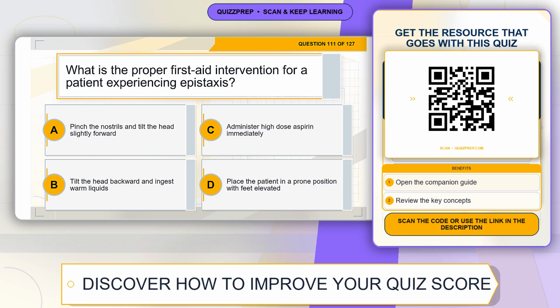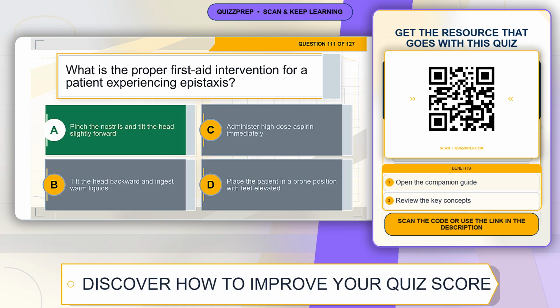Question 111. What is the proper first aid intervention for a patient experiencing epistaxis? Option A, pinch the nostrils and tilt the head slightly forward. Option B, tilt the head backward and ingest warm liquids. Option C, administer high-dose aspirin immediately. Option D, place the patient in a prone position with feet elevated. The correct answer is option A, pinch the nostrils and tilt the head slightly forward.